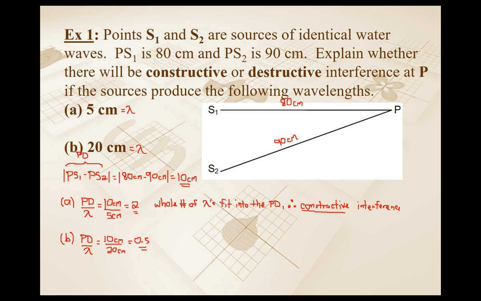Okay, so I'm going to say since you have half of a natural number of wavelengths fit into the path difference, therefore, destructive interference.